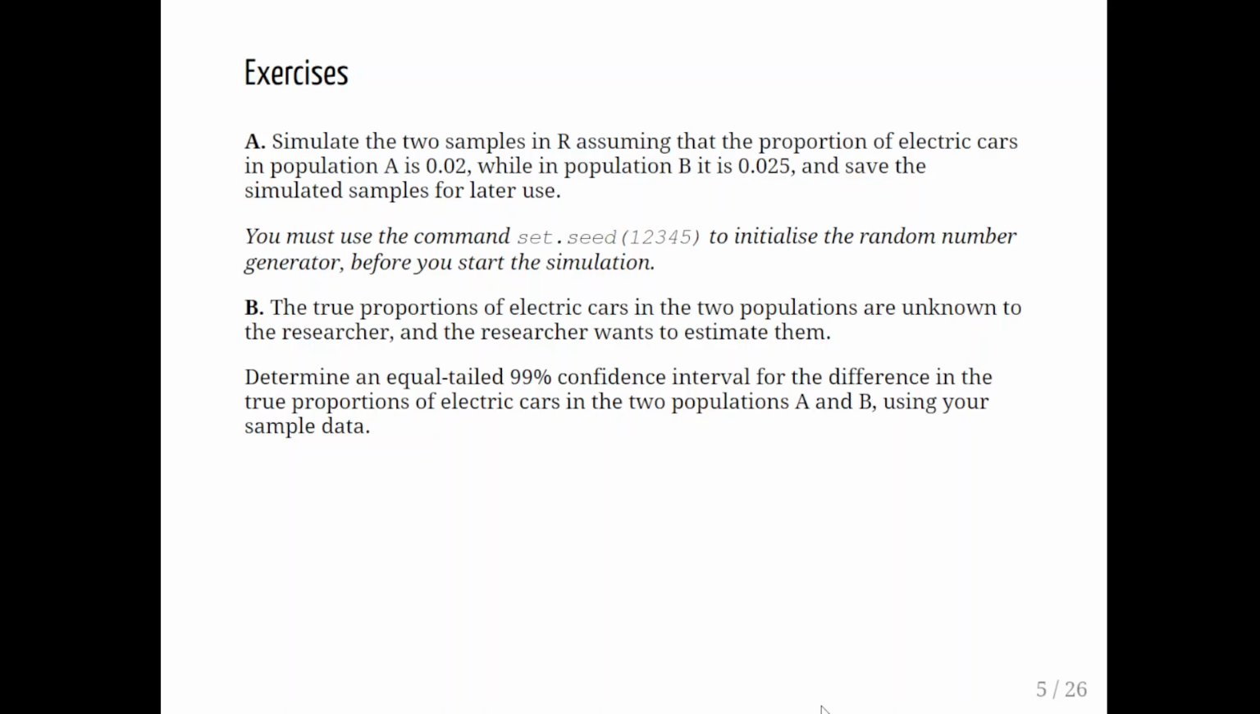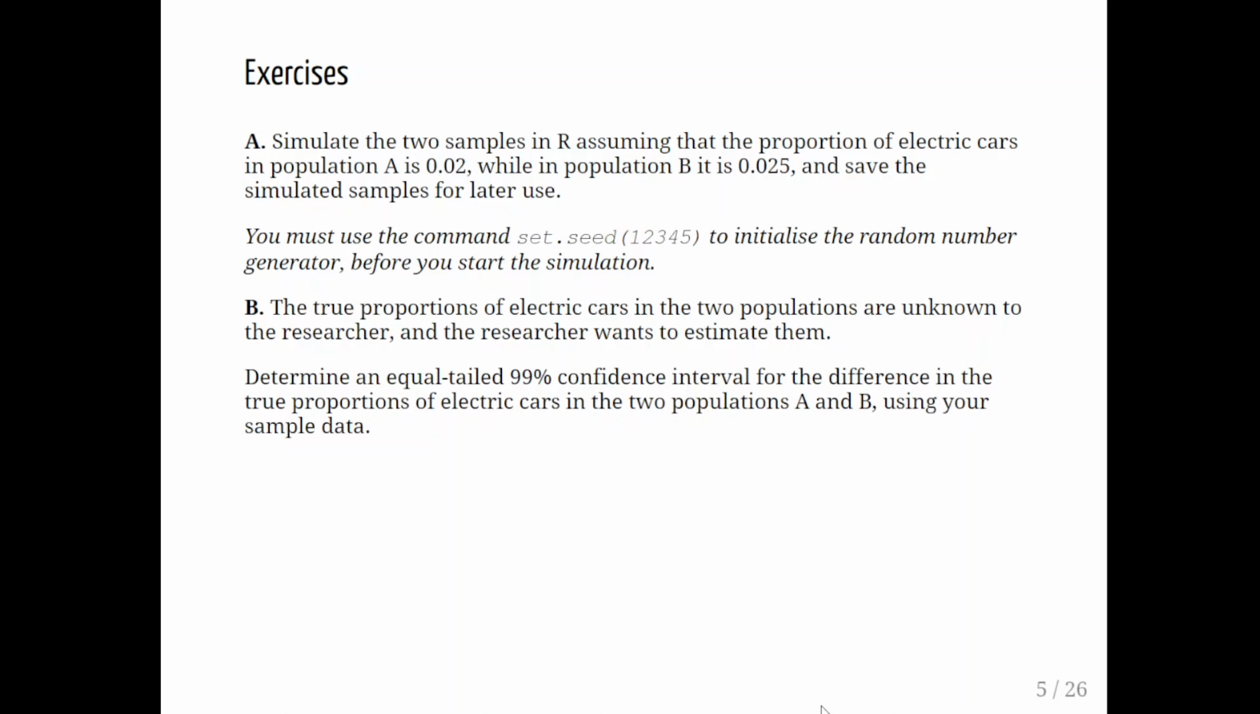Okay, so this approach requires us to simulate some data. Simulate the two samples in R, assuming that the proportion of electric cars in population A is 0.02, while in population B it is 0.025, and save the simulated samples for later use. So you must use the command set.seed(12345) to initialize the random number generator before you start the simulation.